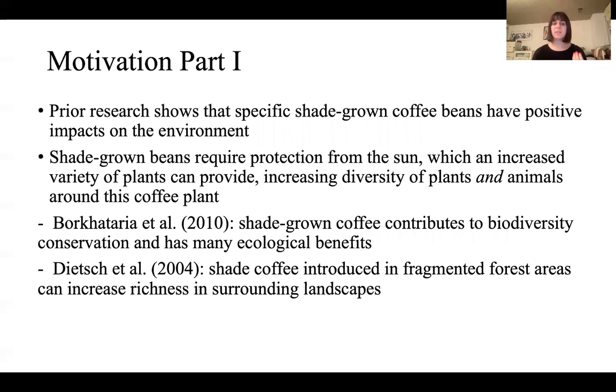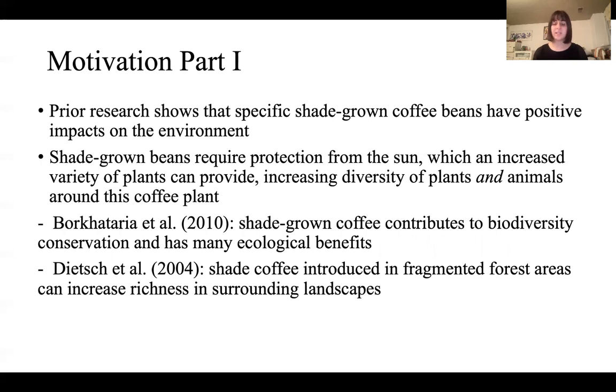The more research I did on Arabica coffee production and these shade-grown preferences, the more I found that a lot of prior research focuses on the consequences that shade-grown coffee has on surrounding environments. And this is within the name, shade grown. If we examine shade-grown coffee beans, the fact that they need to be protected from the sun, this protection can be provided by an increased variety in plants, as well as, as a result of this increase in variety of plants, an increased variety in surrounding animals and insects around the coffee plant.